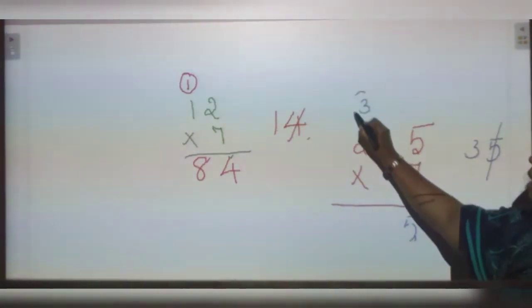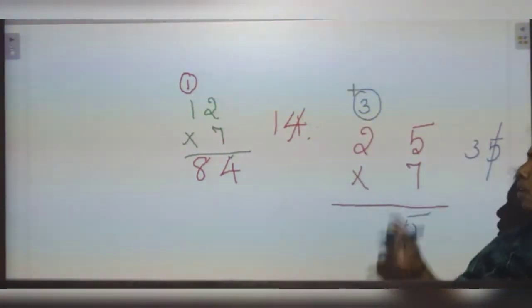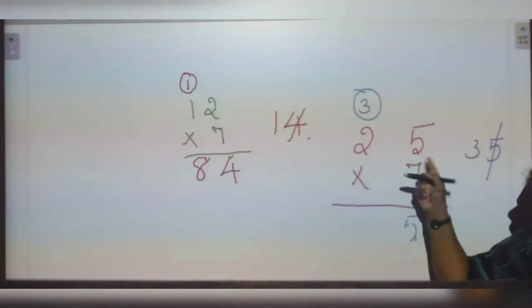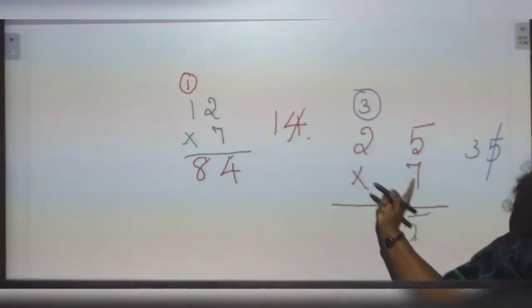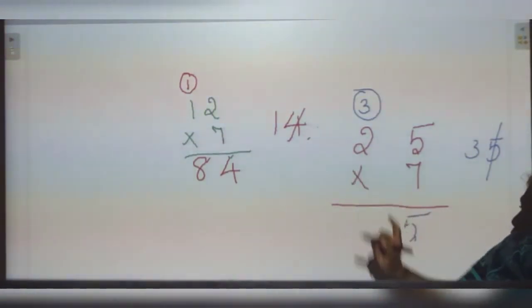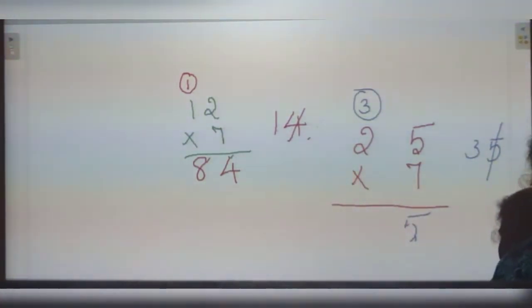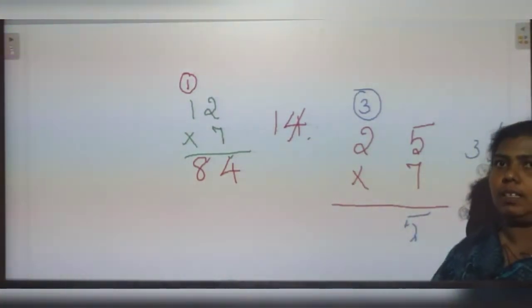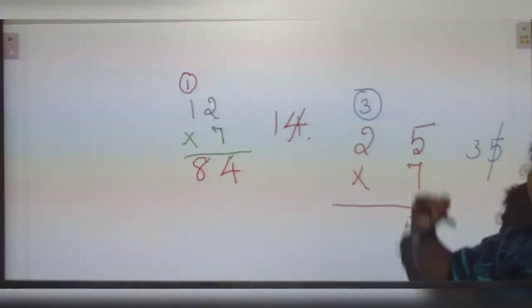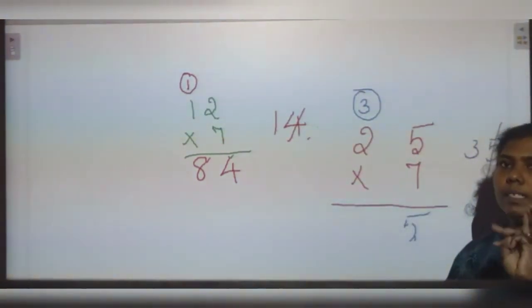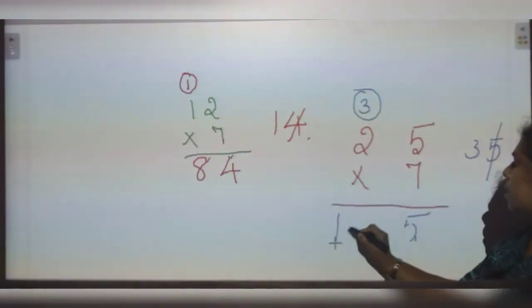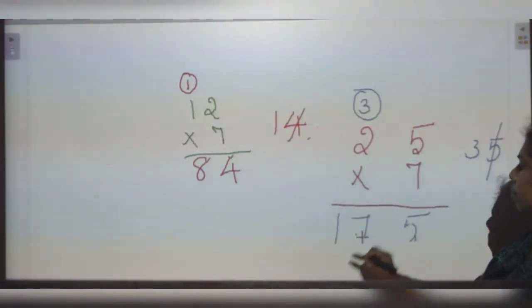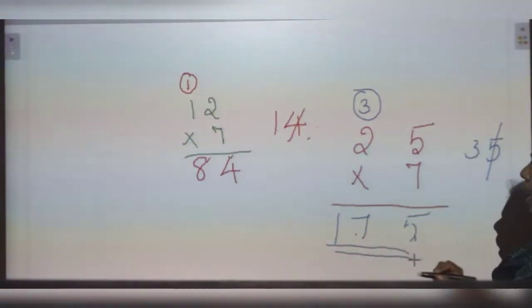Then carry over in the 10's place. Should not write it here, only here you have to write. Already completed this one, right? Now we are going to multiply these two numbers, 7 times 2. 2 7 is how much? 14, isn't it? Then 14 plus 3, 14, 15, 16, 17. So you have to write the answer here, 17. So what is the answer? What is the product we are getting now?